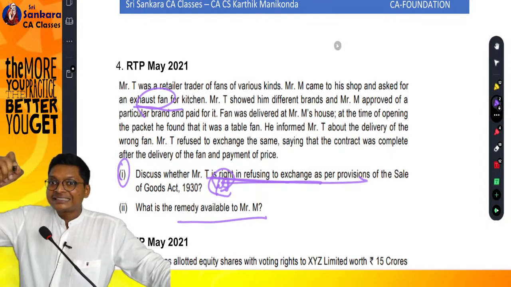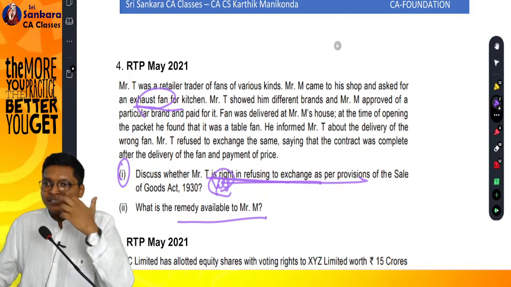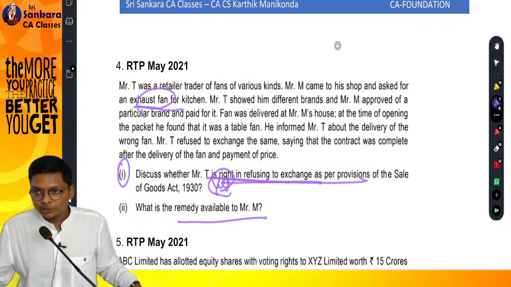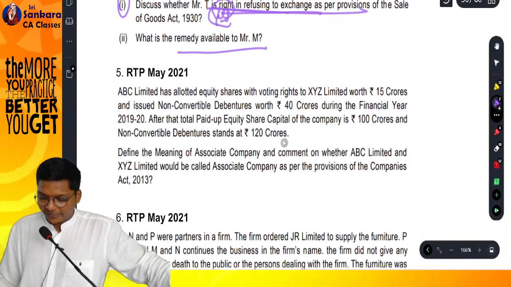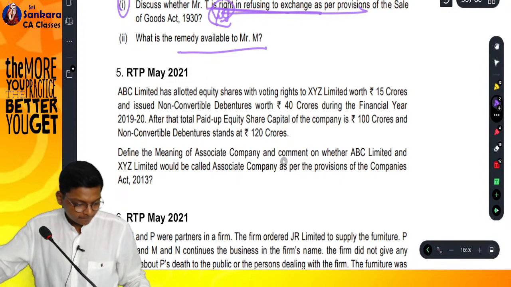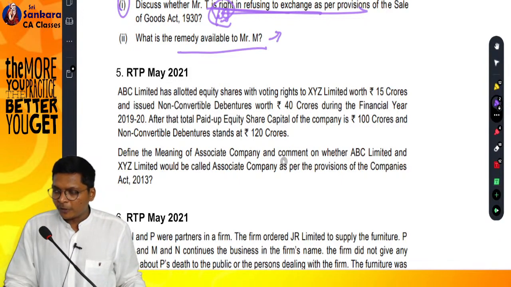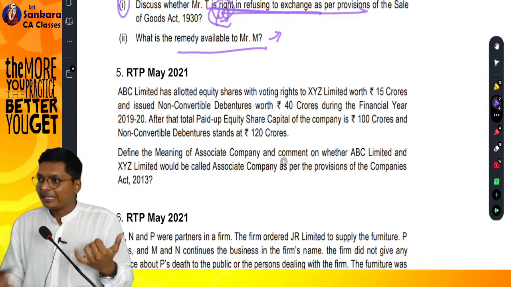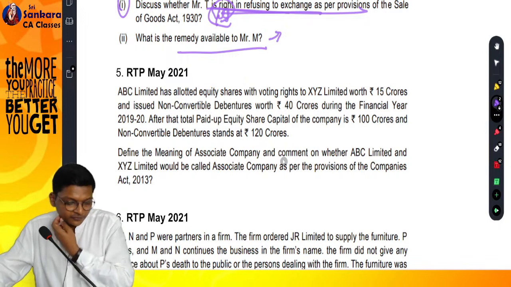What is the remedy available for M? Buyer against seller: suit for damages for non-delivery or wrong delivery, suit for price. All those things you can do. Are you able to follow, guys? Next, question number 5. Go through, guys. In the previous question, you can sue for price. You can also cancel the contract. One of the remedies is suit for price, cancel the contract, rescind the contract. 5th.